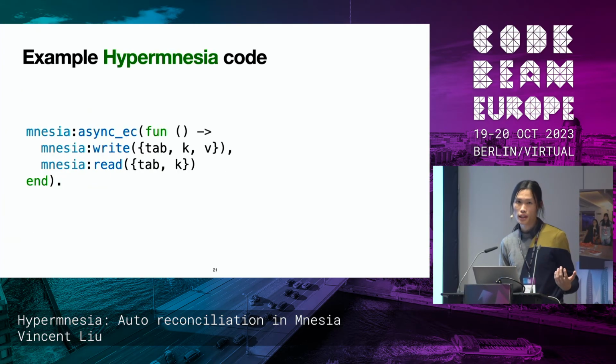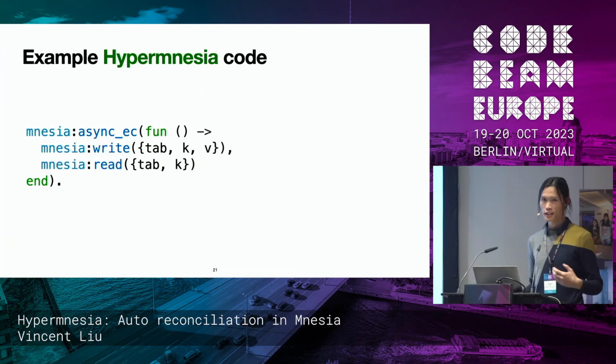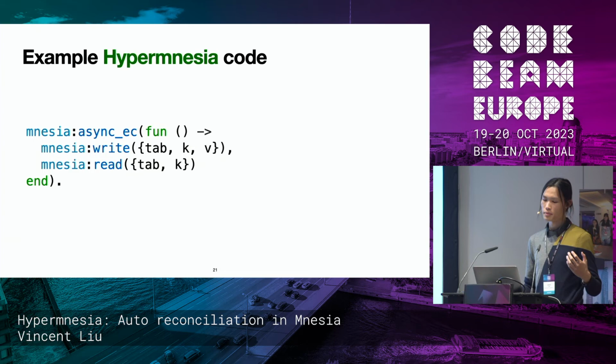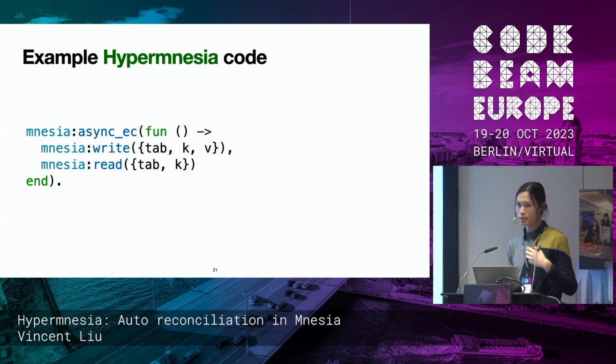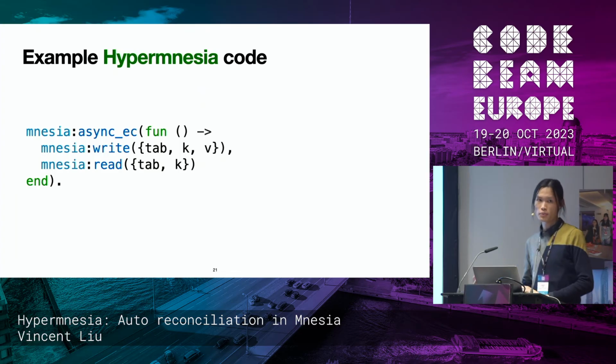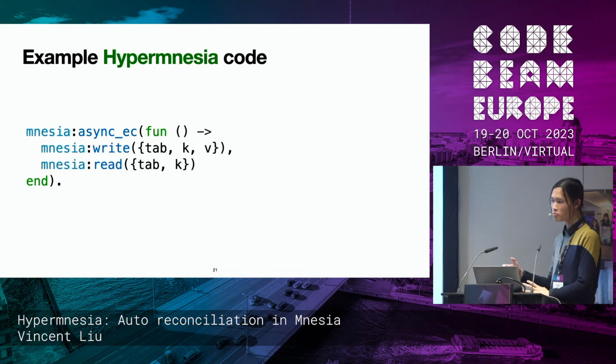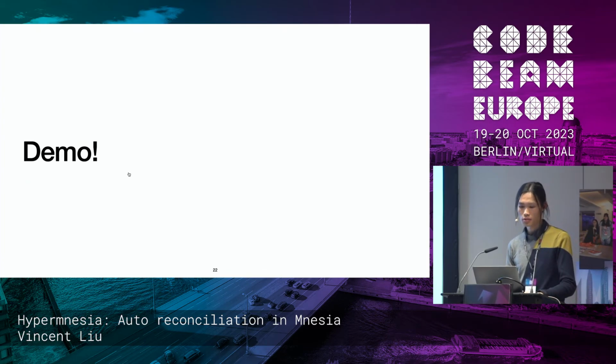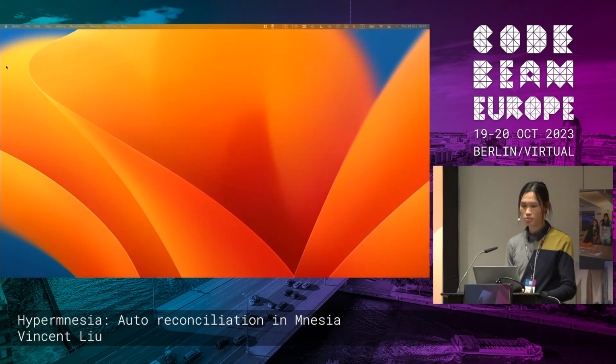And we can actually develop a new access context called async EC, which uses the operation-based CRDT I just described. Any table that's being manipulated by this access context will have the ability to automatically resolve itself using the mechanism we have just seen. Okay, so I just want to maybe give a demo of how this works.